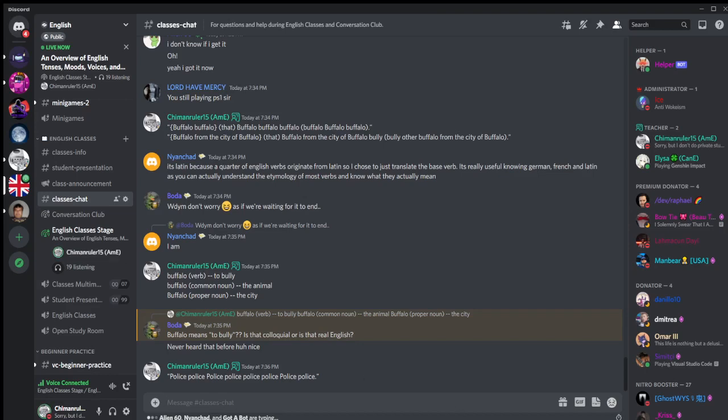Let me look at the exact definition of police as a verb, because I do not want to get it wrong. Yeah, to control, regulate, or keep in order by use of police. Okay, so basically, to control or regulate something. So police is being used as a verb there.